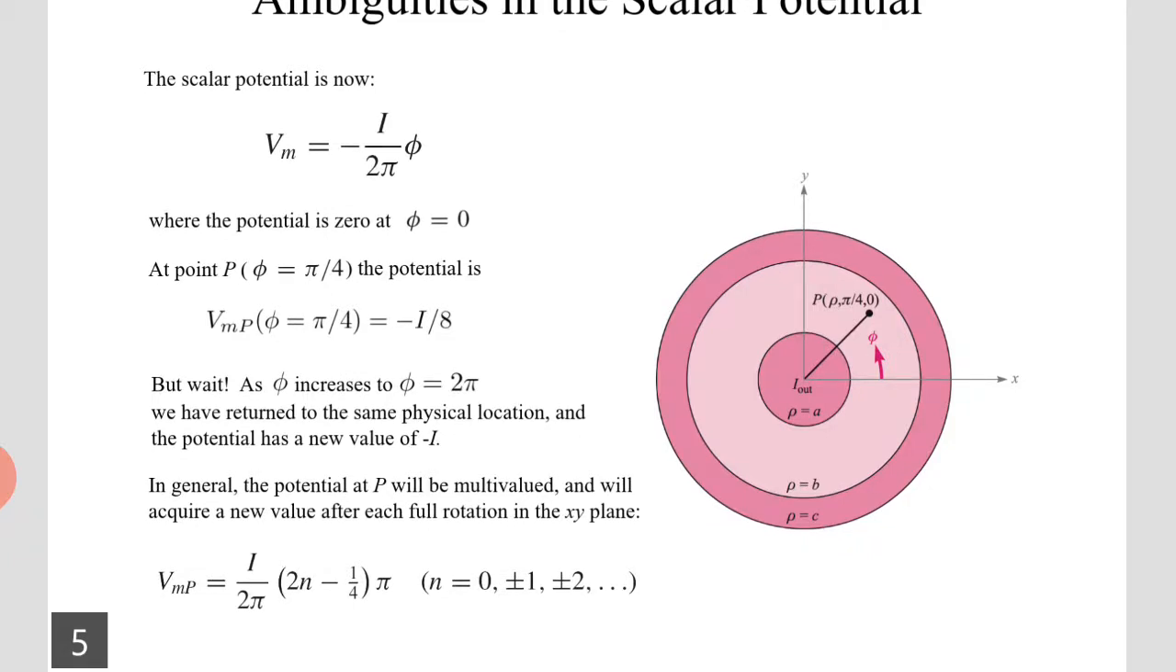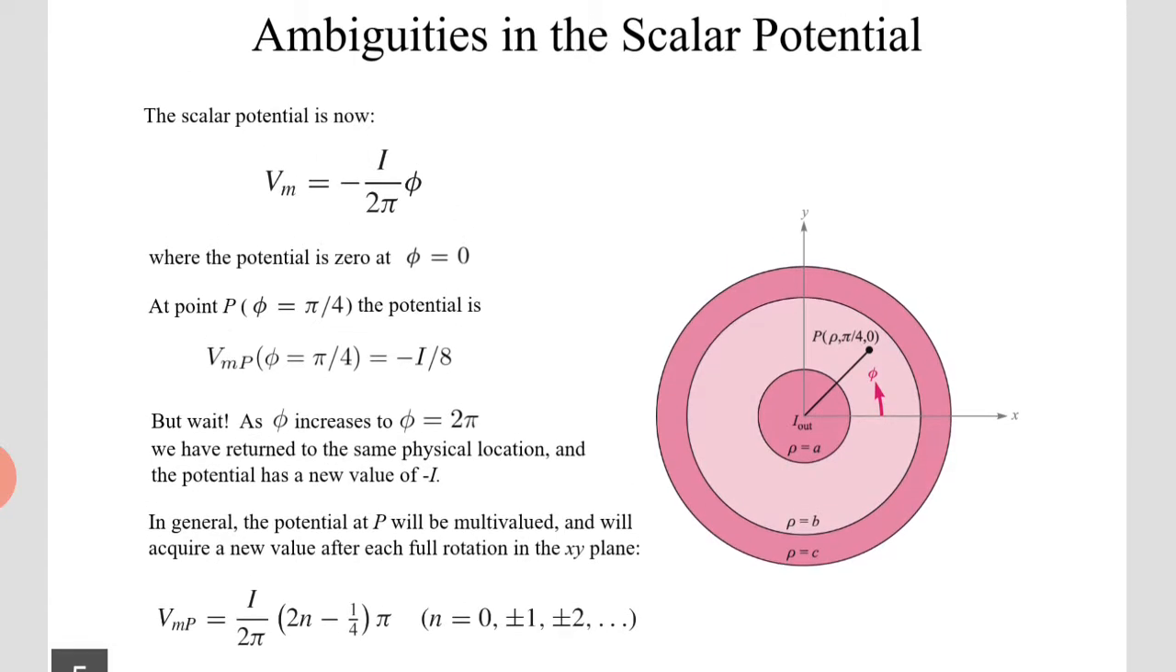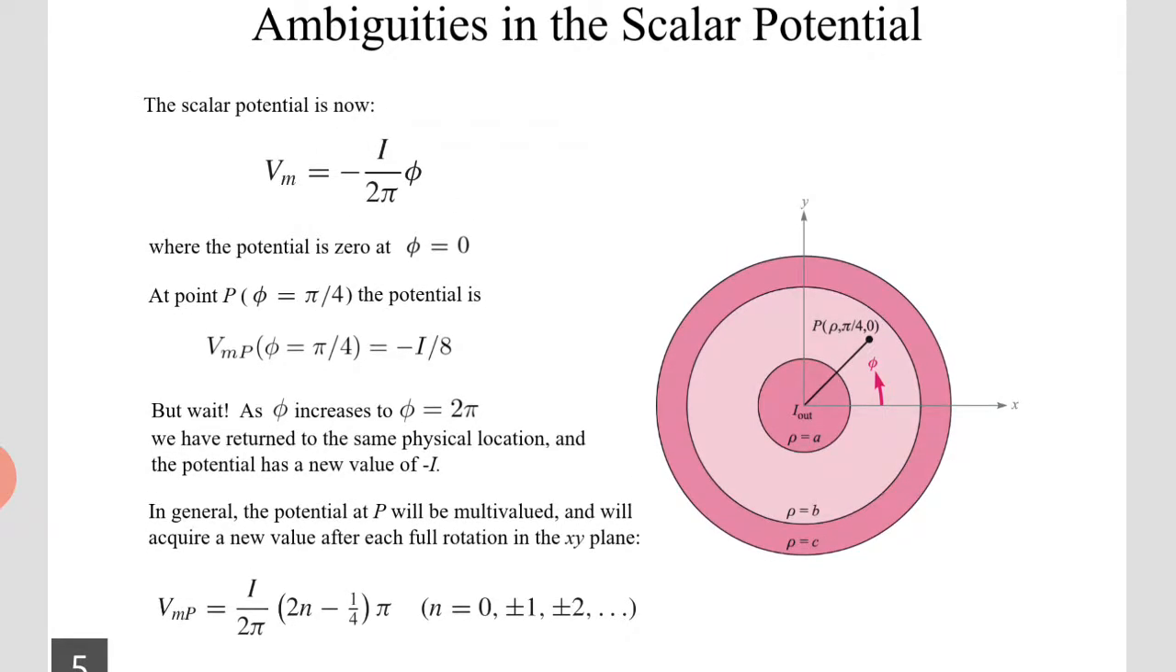So in general, the potential at point P will be multi-valued and will acquire a new value after each full rotation in the xy plane. For this purpose we generalize the equation: Vmp is equal to I by 2π into (2n minus 1) by 4π, where n is equal to 0, plus or minus 1, plus or minus 2, etc. This is one of the ambiguities in the scalar potential: the potential at a point P is multi-valued.